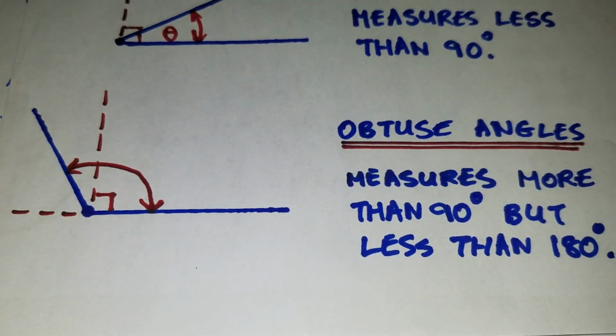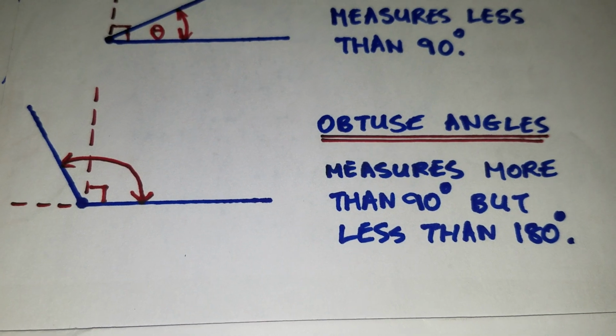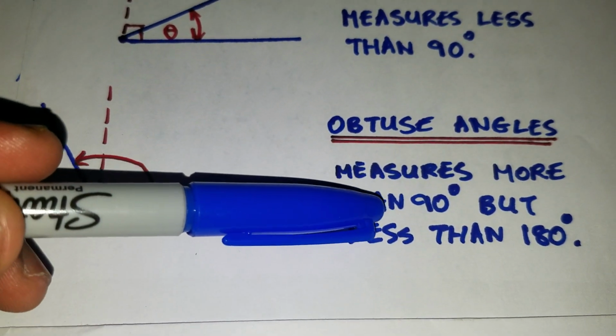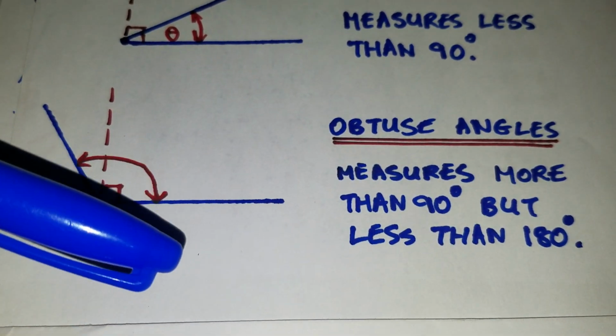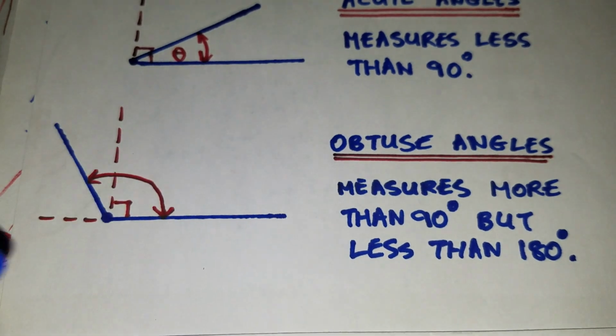Next angle in line is the obtuse angle. Now the obtuse angle is another angle that varies in measurement. It measures between 90 degrees and 180. To be more specific, it measures more than 90 but less than 180.